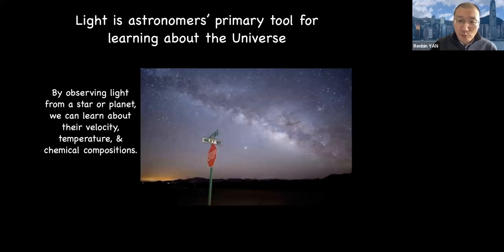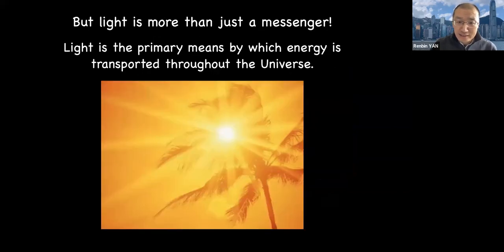Light is our primary tool for learning about the universe. By observing the light from the stars and planets, we can learn a lot of information about them. We can measure how fast they're moving. We can measure what kind of temperature they have, what kind of chemical composition they have. That can tell us a huge amount of information just by observing the light from the stars, from the gas in the interstellar medium, and from the planets, and that is how we can study them.